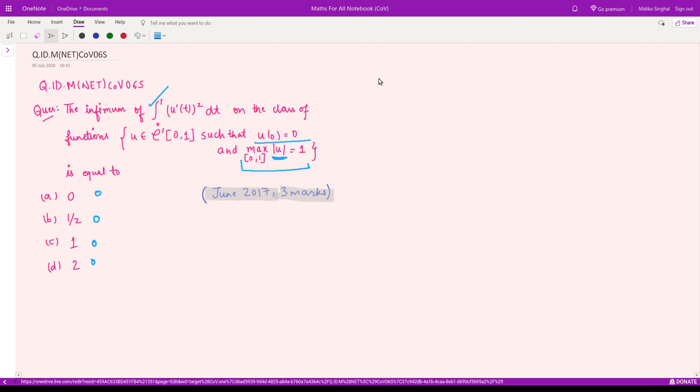First of all, we'll find the extremal using the Euler-Lagrange equation, that is f_u minus d/dt of f_{u'} is equal to 0, right? What is f in our case? It is u'². So what is f_u? It would be 0 because there is no term containing u. What would be f_{u'}? This is equal to 2u'.